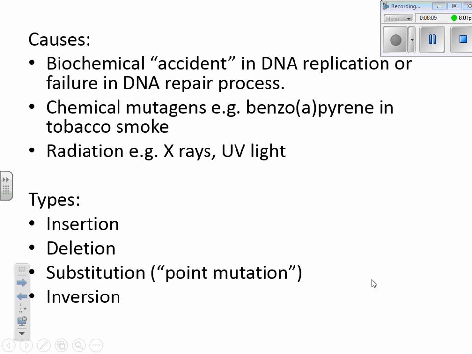You think how easy it is if you're copying something off the board to make a spelling mistake or miss a word out, or write the wrong word, or sometimes repeat a letter. Easily done, isn't it? And you can just cross it out and rewrite it. But of course, genes are not like that.